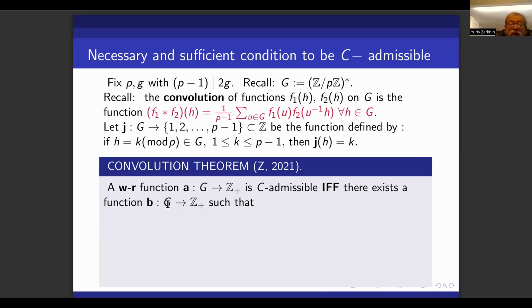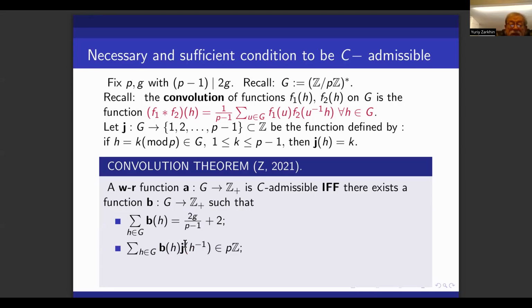a non-negative integer valued function, such that the following conditions hold. First, the sum of values of this function across the whole G is the ratio twice G divided by P minus 1, plus 2.